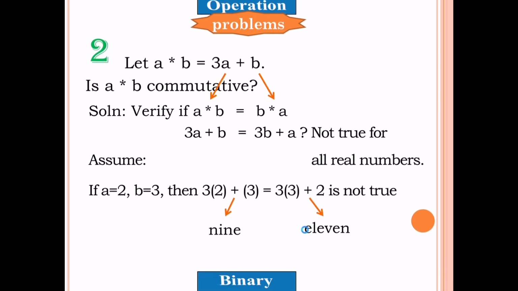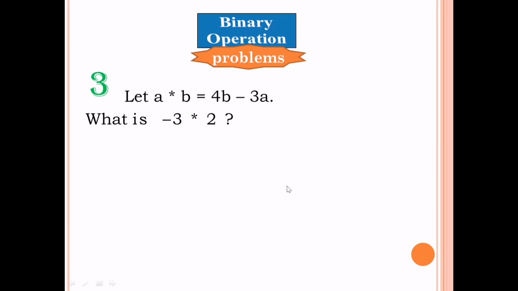Okay, so that's all. Now let's move on to the last example about binary operation. Given the ordered pair, let A binary operation B equal 4B minus 3A. This time we have negative 3 binary operation 2. So the solution is A becomes negative 3 and B becomes 2. All the A changes into negative 3, all B changes to positive 2.